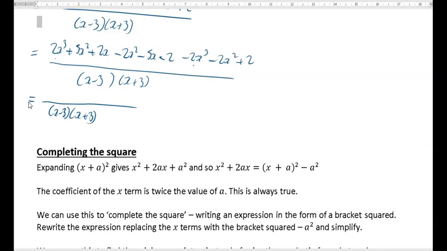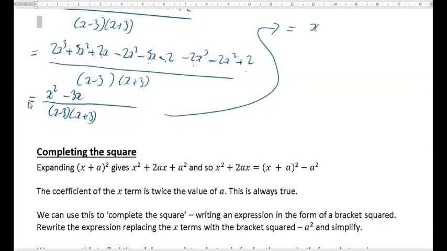Your x squared terms, you've 5x squared minus 2x squared minus another 2x squared, leaves you just x squared. You've a 2x, and you've a minus 5x, and that's just going to give you minus 3x. And you've minus 2, and you have a plus 2. They just cancel out, so that's all that you have. Okay, I'll go up here to finish this off.